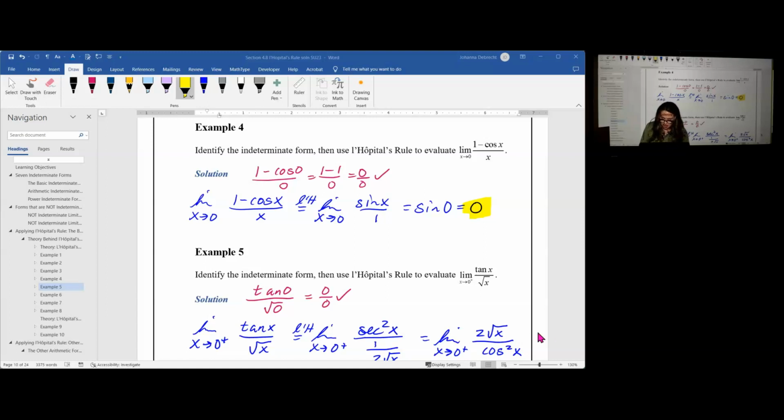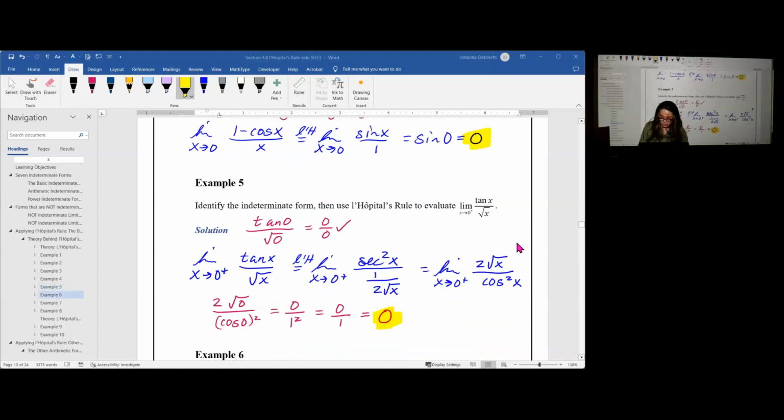Looking at example 5, notice that we are approaching 0 from the right. This is because the square root of x is not defined on the left. So the two-sided limit would not exist, so we need to approach from the side where it's defined, which is from the right. The tangent of 0, since it's sine divided by cosine, is 0, and the square root of 0 is 0, so we get the indeterminate 0 divided by 0 form.